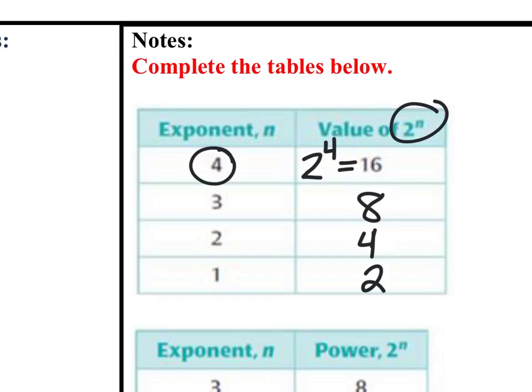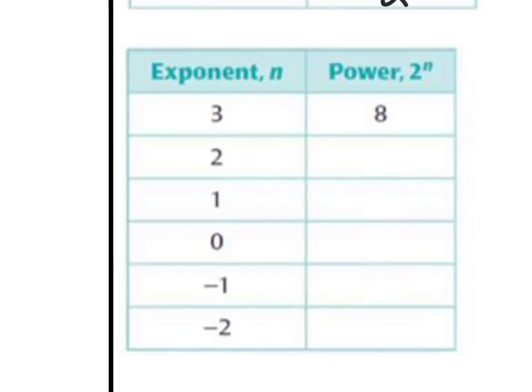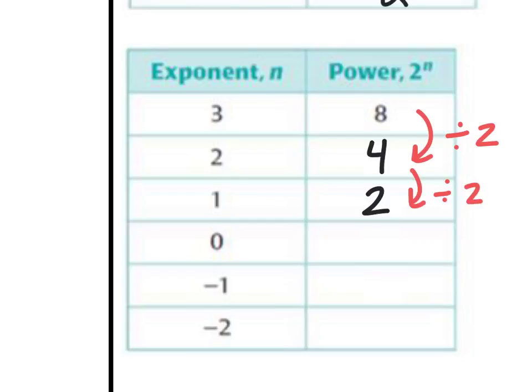Next table. So we still have a base of 2, and we're kind of starting where we left off. We already know that 2 to the 2nd is 4, and 2 to the 1st is 2. You actually don't even need to type this in your calculator. You can just follow the pattern, because if you notice, this is an exponential function. We are dividing by 2 or multiplying by 1/2. So just keep following the pattern.